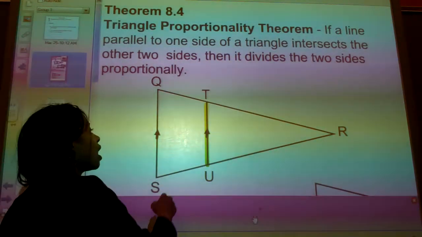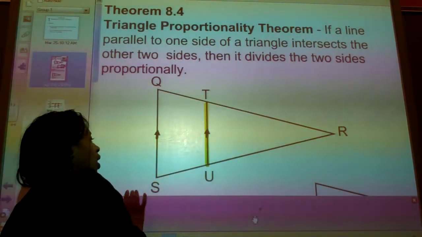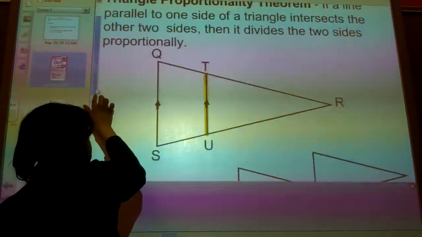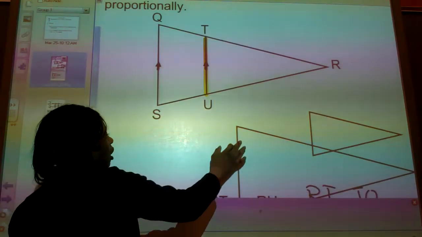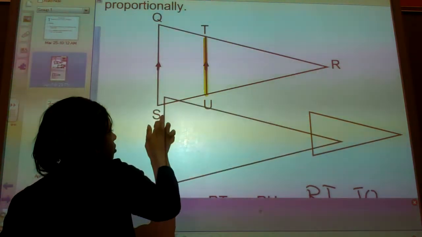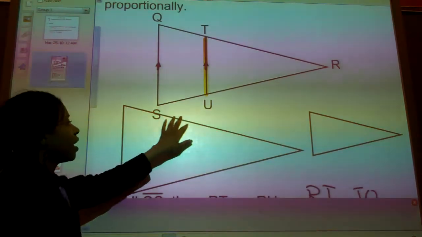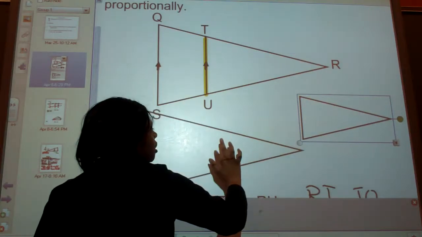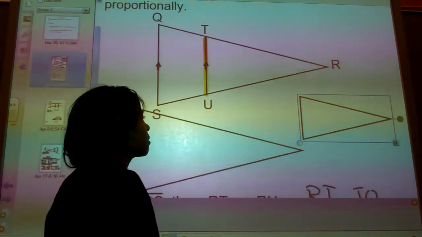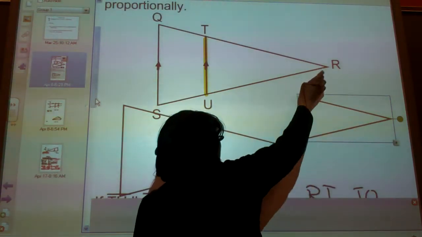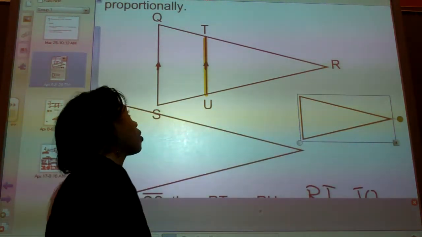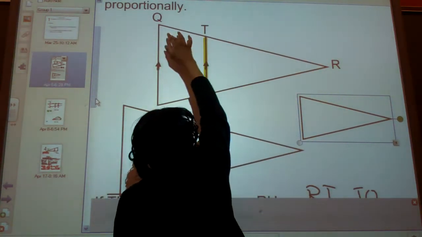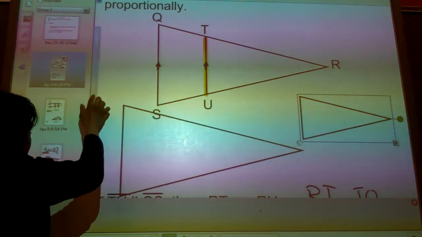And because the line segment TU is parallel to QS, that means I will have two similar triangles. If this were my larger triangle here, I'm saying it's going to be proportional to the smaller triangle, which is this one here. These two will have proportional segments. This small side, RT, will be exactly proportional to this smaller section, TQ, or I can say also RQ. All right, what does that look like?